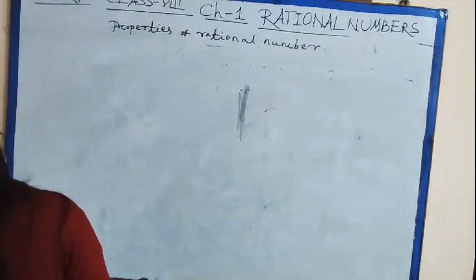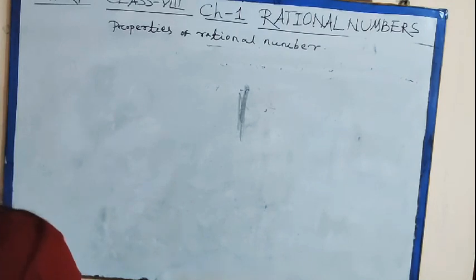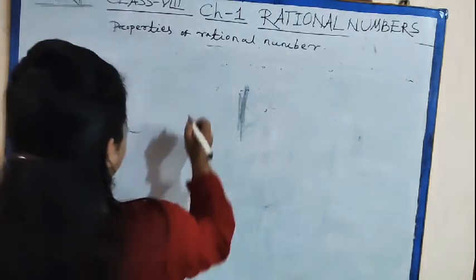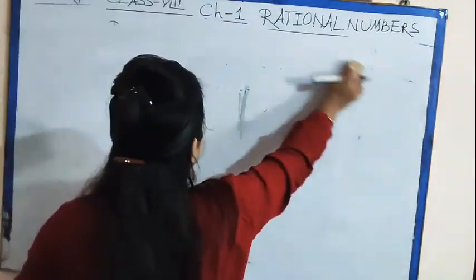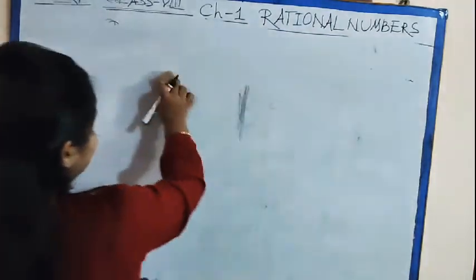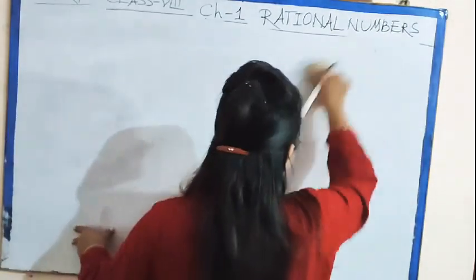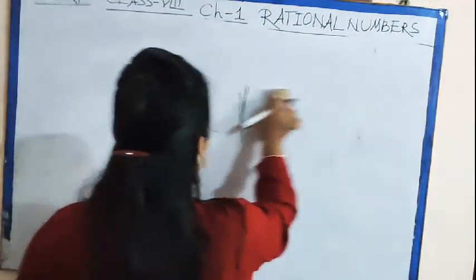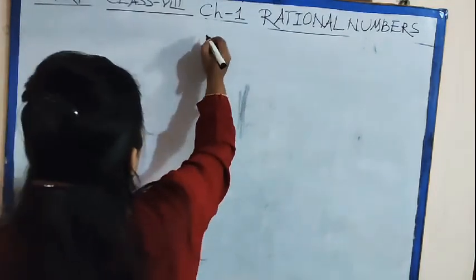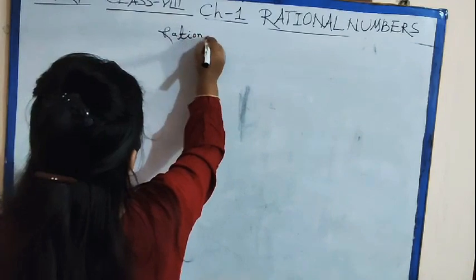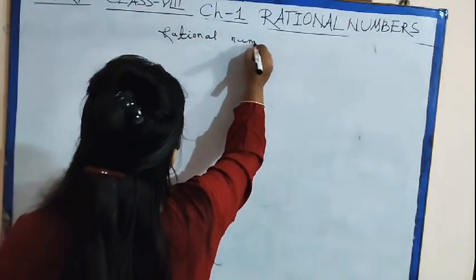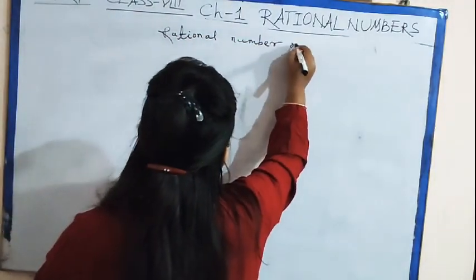Now we are going to discuss our next topic, rational numbers on a number line. How will we represent a rational number on a number line? In previous classes, you represented integers on a number line. Yes or no? Now rational numbers on a number line.